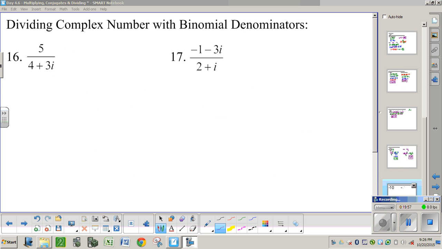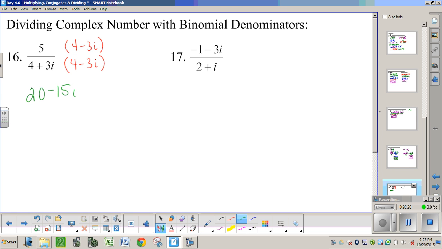Okay, last two. Now keep in mind, we had just talked about conjugates, and this is where your conjugate's going to come into play. So if I want to get rid of the imaginary unit in the denominator, I'm going to multiply by the conjugate. So the conjugate of 4 plus 3i, good, 4 minus 3i. Okay, so in the numerator there, you're going to distribute. So you're going to get 20 minus 15i.